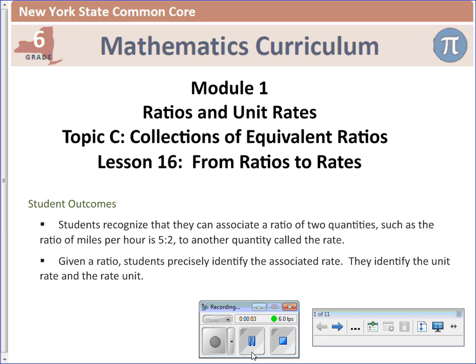Looking at Module 1, Lesson 16, from ratios to rates. A lot of what we're going to discuss today is going to sound very familiar because we've covered it all. We're just going to look at it from a different perspective and apply it differently.